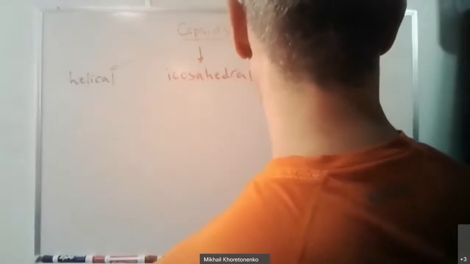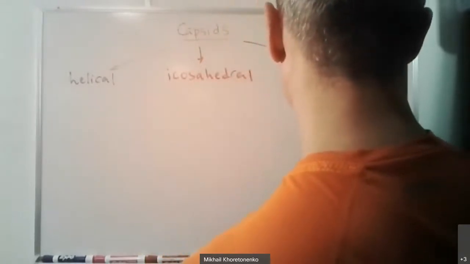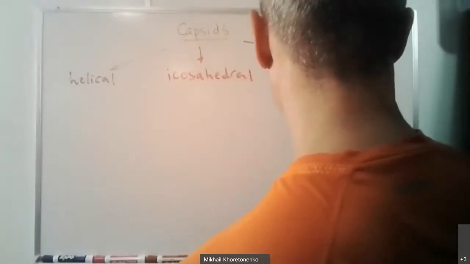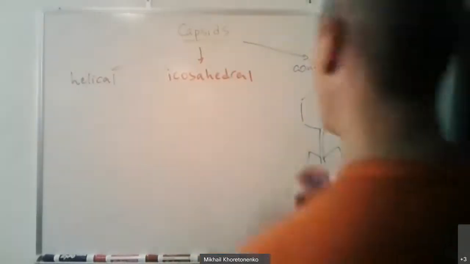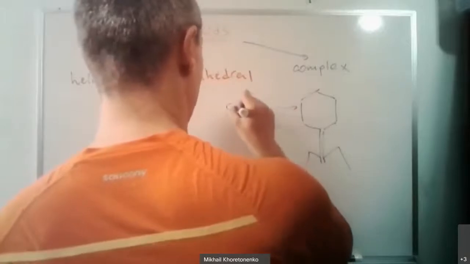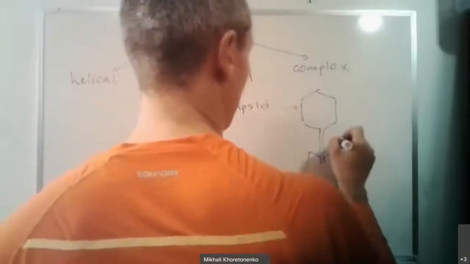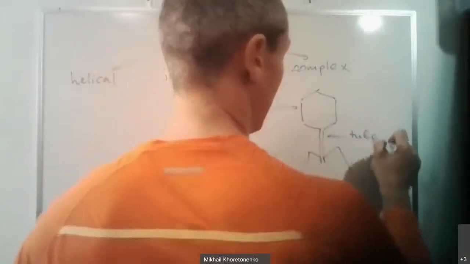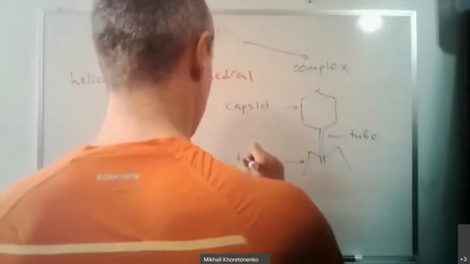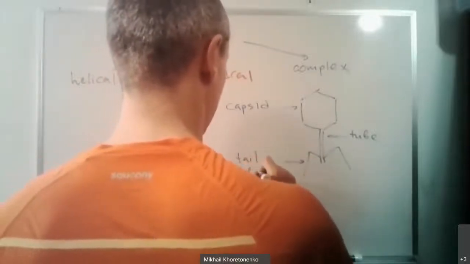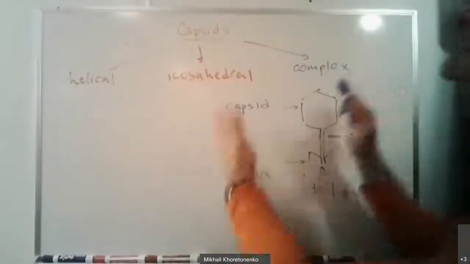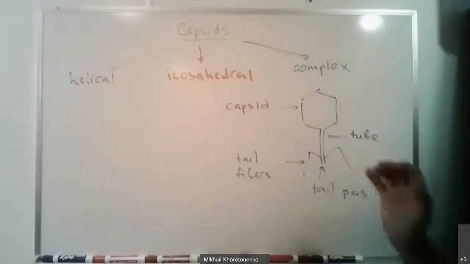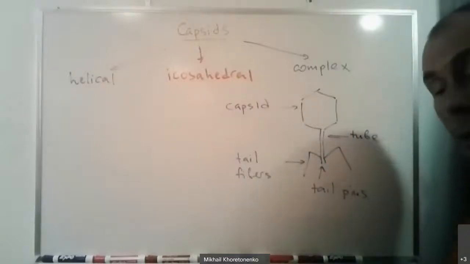So you may have seen this image before. Okay, so that's your typical T-even bacteriophage, the capsid on top, the tube covered with a tube sheath, the tail fibers, and the tail pins. Okay, that's a classic complex capsid. They do look like this. They do look like tiny alien spaceships.